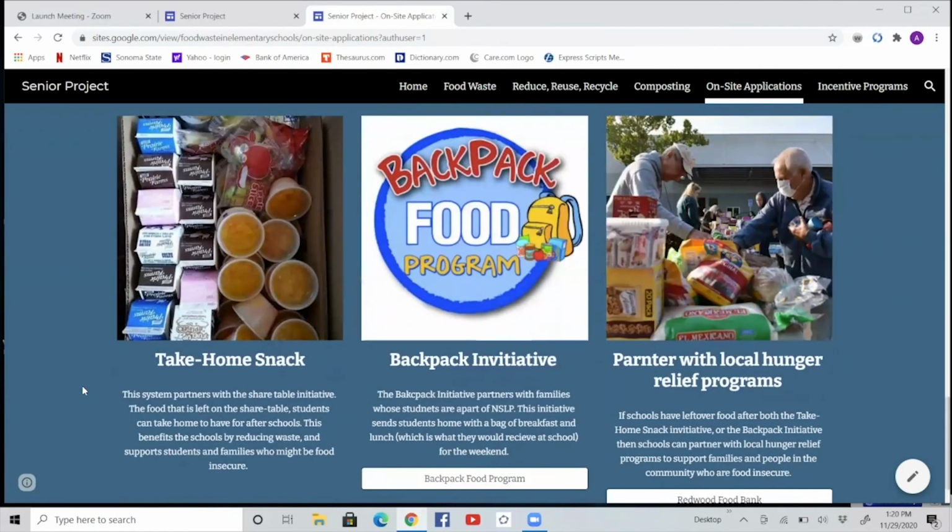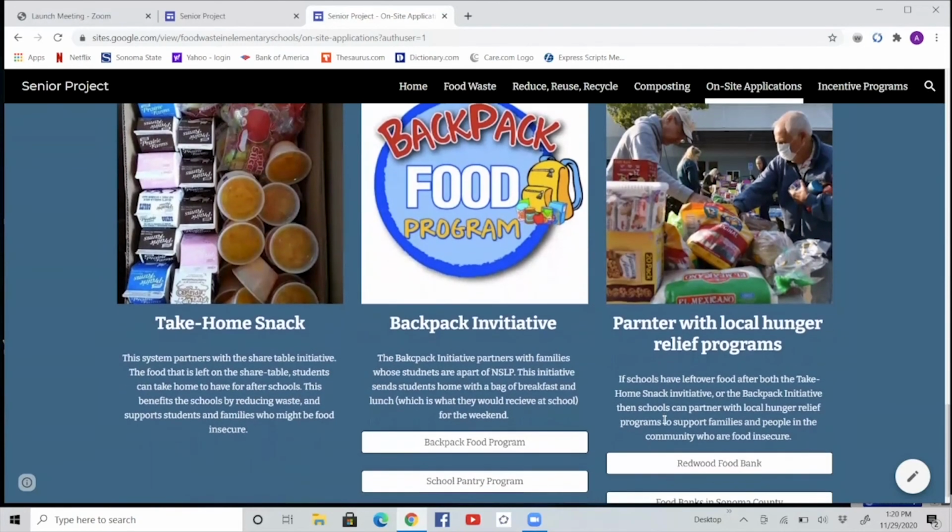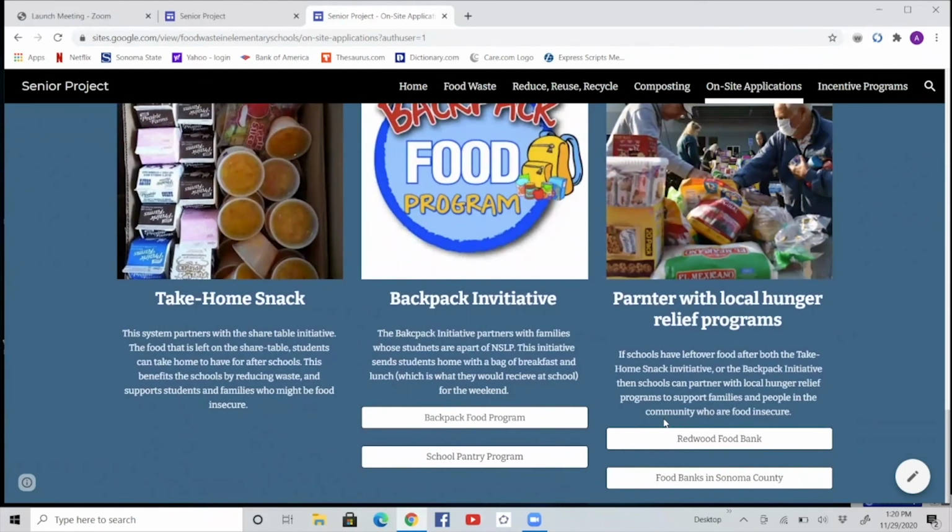Take-home snack. This is similar to the share tables where students can take home leftover snacks after school, and this would help reduce waste as well as support students and their families who might be food insecure. The Backpack Initiative sends students home with a bag of breakfast and lunch, which they would normally receive at school, but for the weekends. And lastly, we want to partner with local hunger relief programs where any leftover food from schools can be sent to local hunger relief programs to support people in the community who are food insecure.